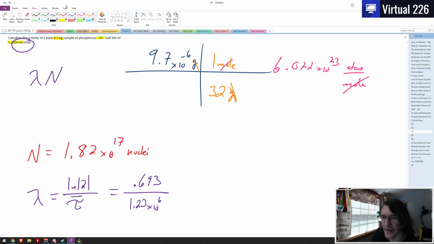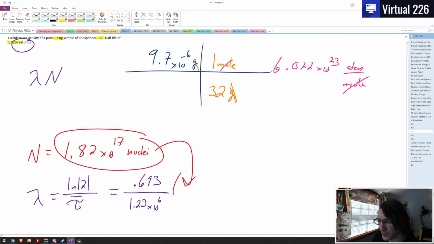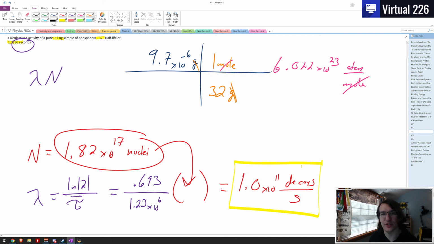And when we take this lambda value and multiply it by the number of nuclei here, boink, we will get the actual activity of our sample, which is 1.0 times 10 to the 11 decays per second. Okay? And whenever we have decays per second, we're really just measuring a count. So it's how many counts we have of these decays per second.